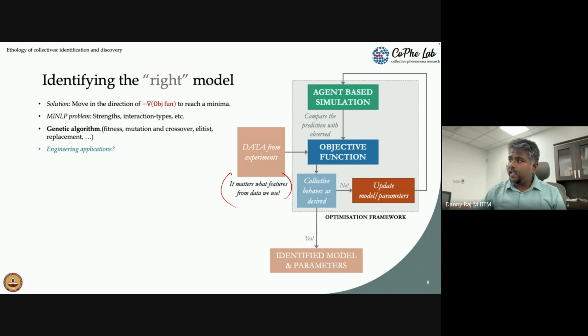And another way of looking at the same thing would be, so let's say for an engineering application, just to take a quick detour. So in the case of trying to understand behavior, you have an experiment, you have the animals behave in a certain way, you're trying to understand how they behave. But in an engineering application, let's say where you're designing a swarm of robots to behave in a certain manner, you only have an idea of what they should do. So when you have such an idea, the data gets replaced by what robots should do.